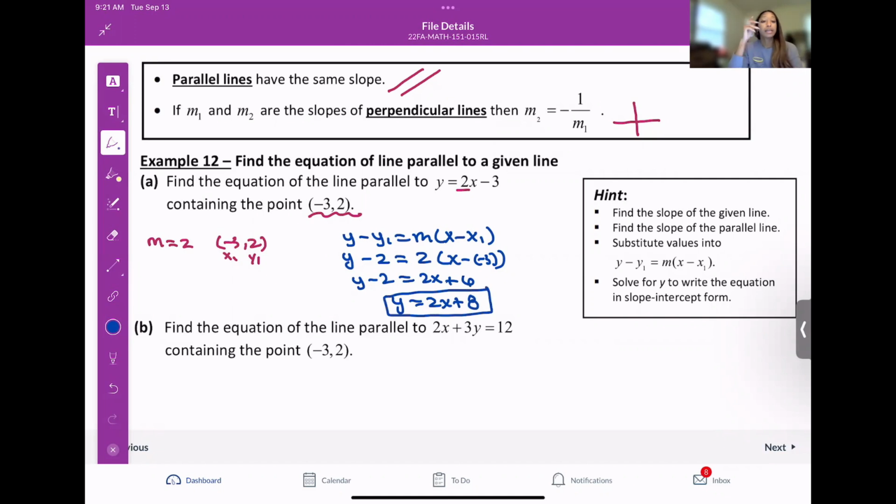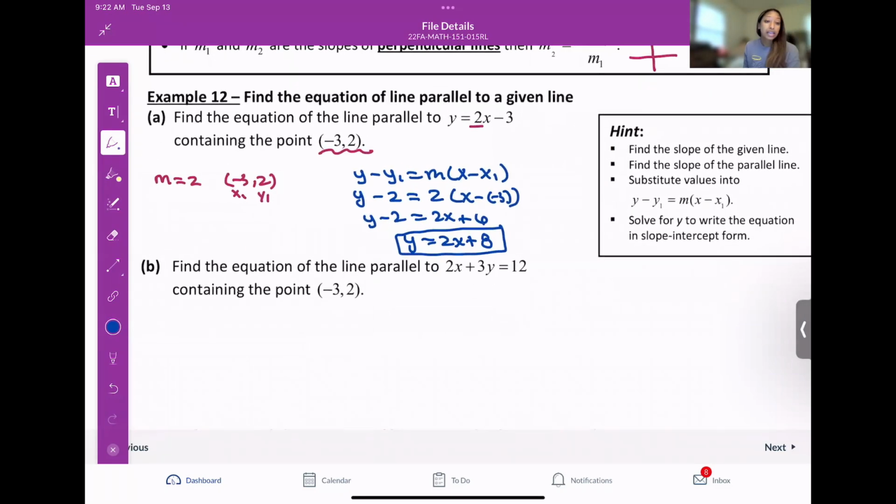All right, what does this mean? The line y equals 2x plus 8 is parallel to the line that we were given, but it contains the point -3, 2. All right, any questions about this one? This is where it gets a little tricky for some people. But the idea here is, if you're told we're trying to find a line that's parallel to this line, then we know the slope. Whatever the slope is for the given line, that's the same slope for our parallel line.